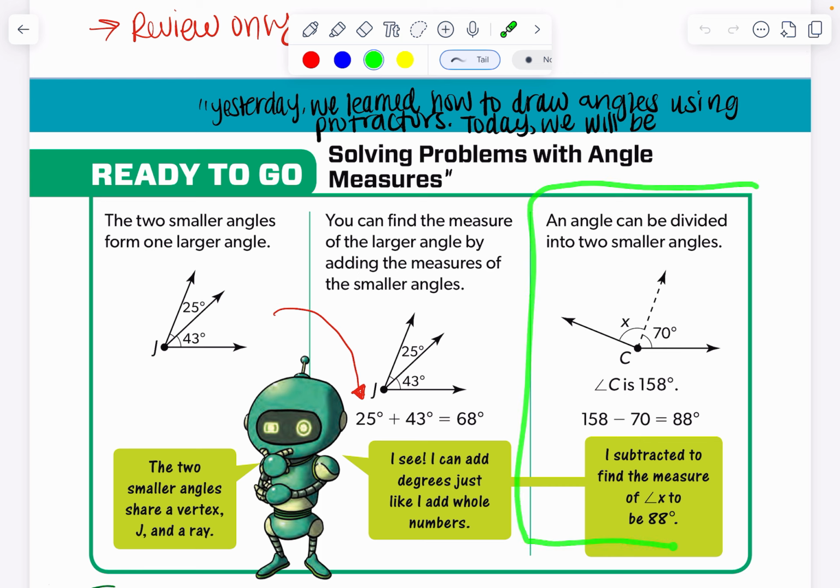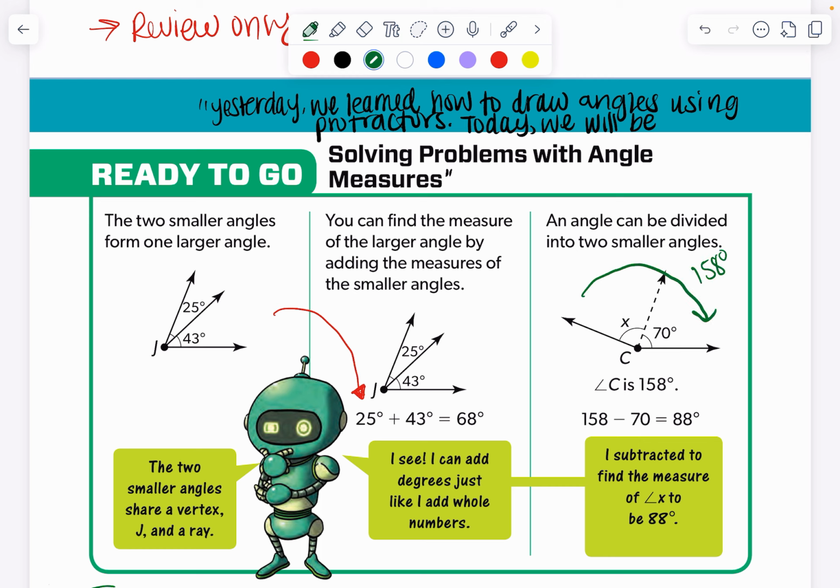In the second example, however, we have one large angle that has been divided into two parts. The question lets us know that the value of the large angle is 158. The entire thing is 158 degrees. One of those smaller angles, however, equals 70 degrees. So our unknown is this x.